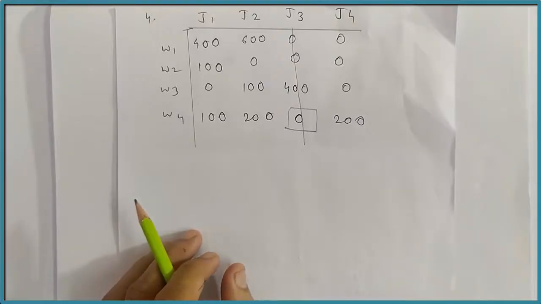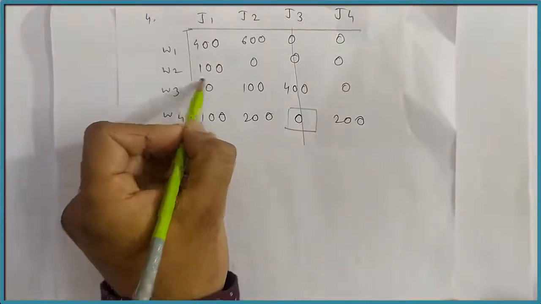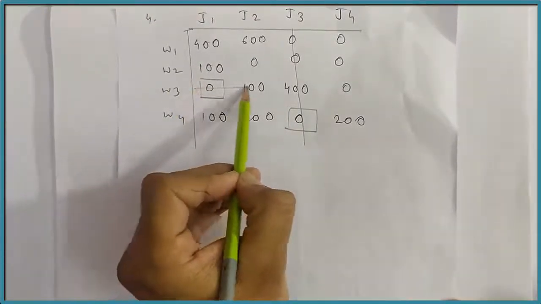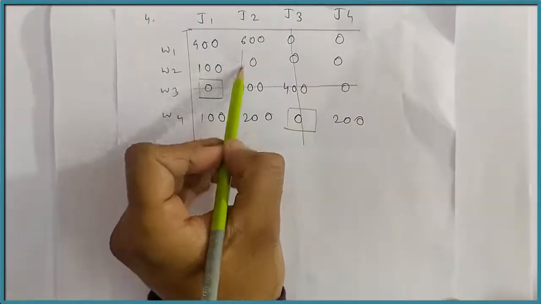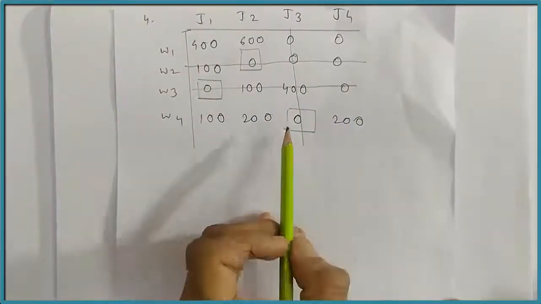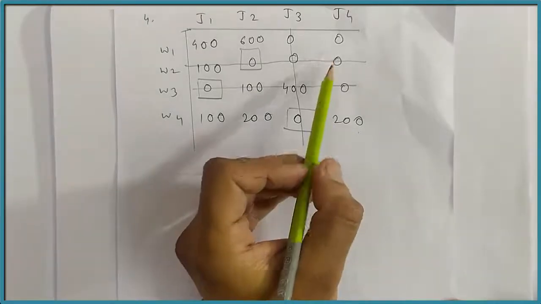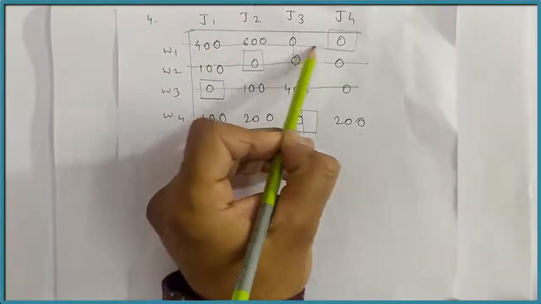Now for the column scanning, start with the first column. If the column contains exactly 1 0, then mark a square around it and draw the horizontal line passing through that 0. Otherwise skip the column. Now look at the first column. There is exactly 1 0, therefore mark a square around it and draw the horizontal line passing through that 0. In the second column also there is exactly 1 0. Mark a square around it and draw the horizontal line passing through that 0. The third column is deleted, and in the fourth column there are 3 zeros but 2 zeros are deleted, therefore mark a square here and draw the horizontal line passing through that 0.